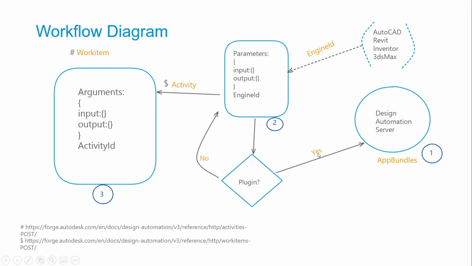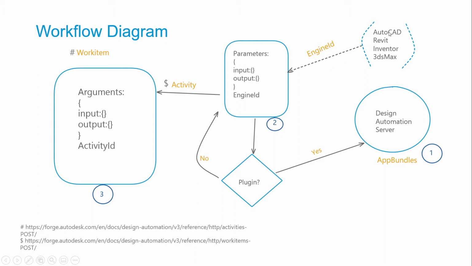Then you need to create an app bundle. The app bundle needs to be uploaded to our design automation service, and you need to get the app bundle ID and refer to it in your activity. Now you've got the bundle ID. The next thing is the engine. You need to pick which engine you would like to use.